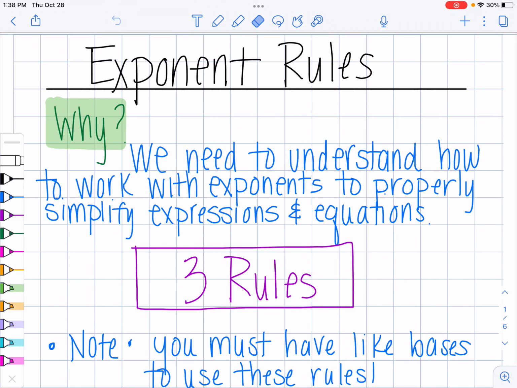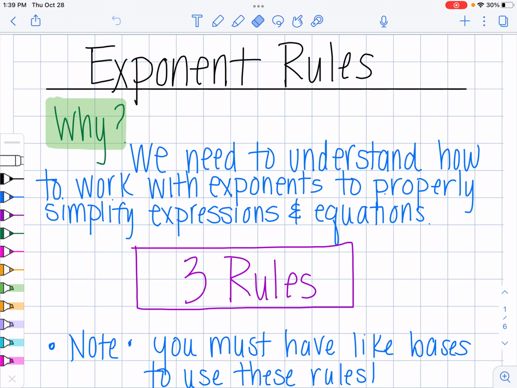Hi there! In this video we're going to learn about exponent rules. So why is this something I need to know? Because we have to understand how to work with exponents so I can properly simplify any expressions or equations I'm dealing with, that I might need to solve for my variable or graph, or any type of problem where we have to simplify with exponents.